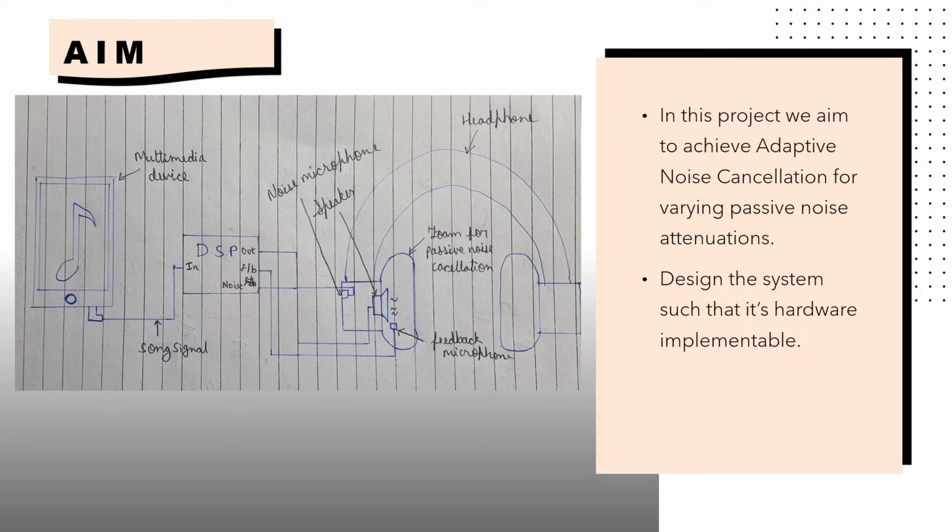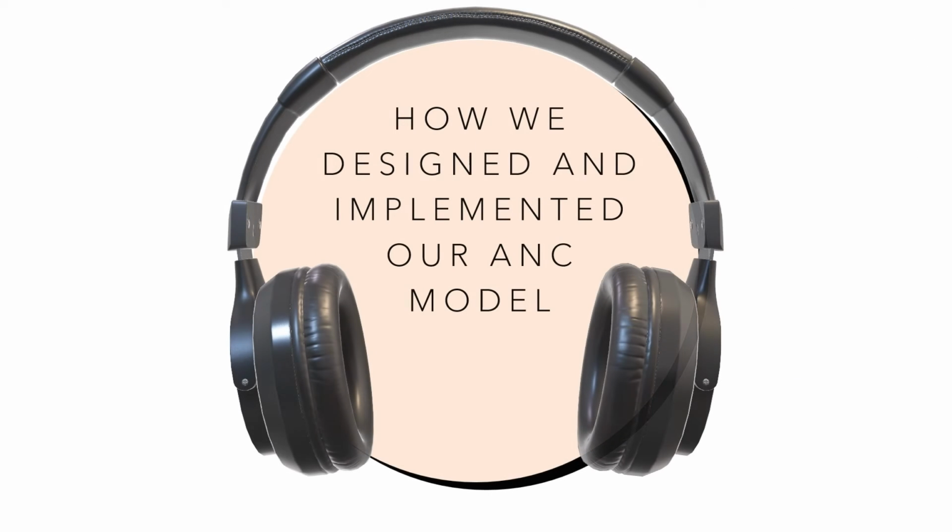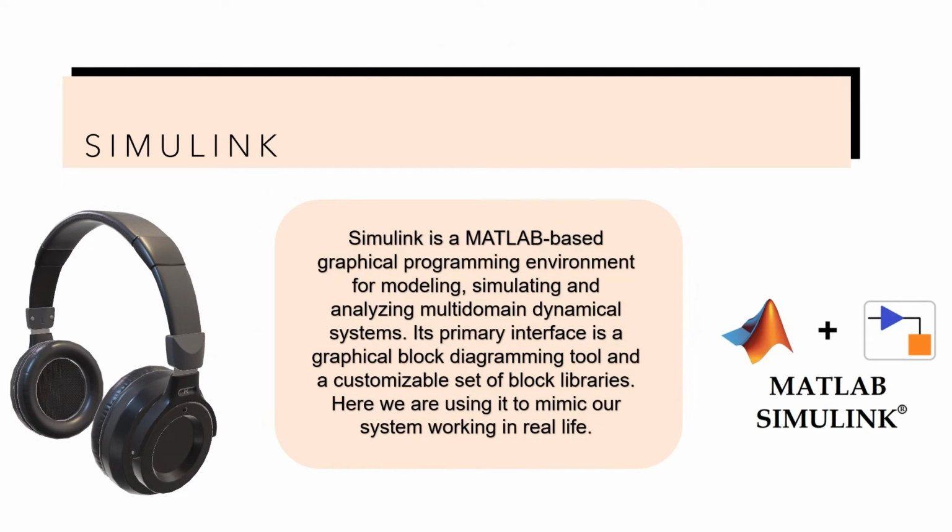So let's see how we designed and implemented our ANC model. For doing this, we have used software called Simulink, which is a Matlab based graphical programming environment for modeling, simulating and analyzing multi-domain dynamical systems. The major benefit of using Simulink is the availability of many mathematical and analytical tools which we can use to see how our system behaves, and also it's easier to work with and it can mimic our real life system.